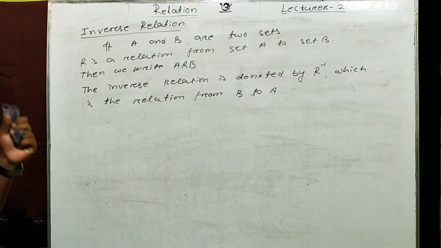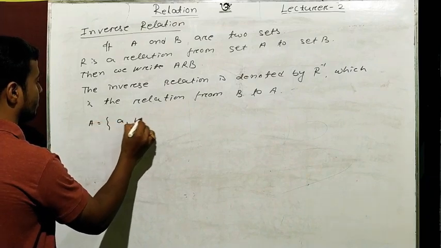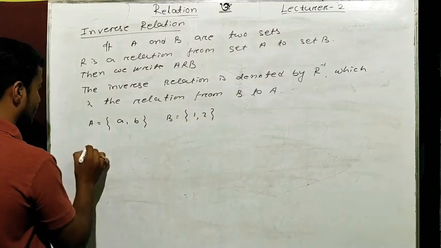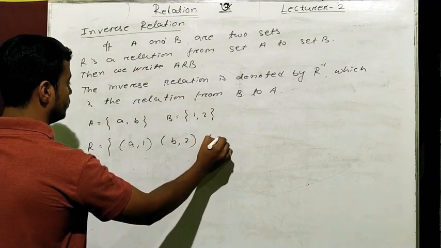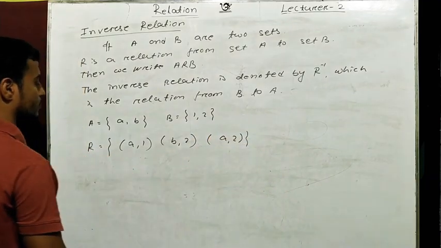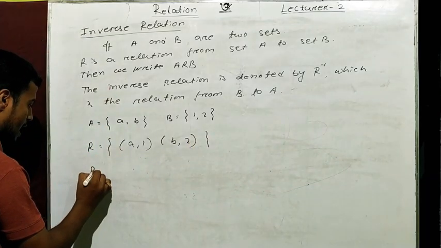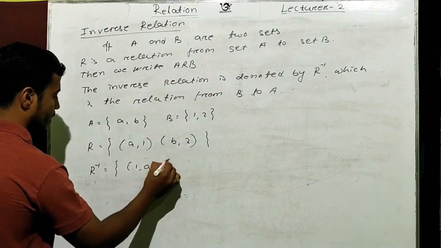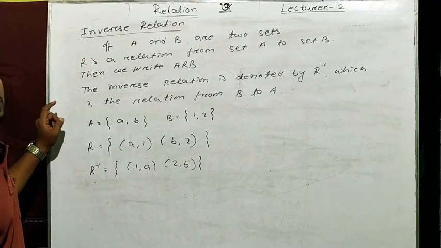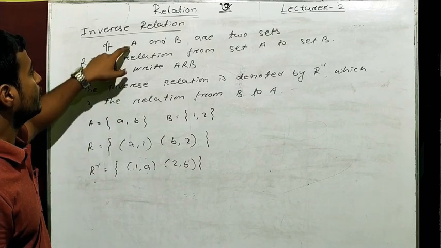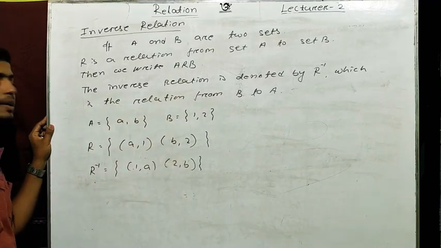Such as, example, R is a relation, suppose A equals {a, b} and B equals {1, 2}, and the relation R is (a, 1), (b, 2), (a, 2). Then R inverse equals, we can write here (1, a), (2, b), (2, a). Positions are exchanged. So R inverse is a relation which is from B to A. If A related to B is called a relation from A to B, but the inverse relation is denoted by R inverse and is the relation from B to A.